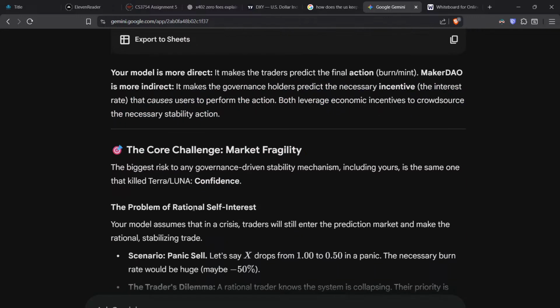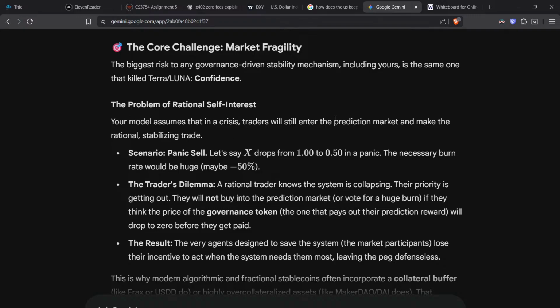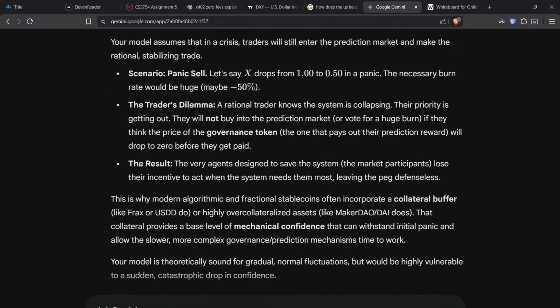Okay. The biggest risk would be a panic. The necessary burn rate would be huge. A rational trader knows the system is collapsing. Their priority is getting out. They will not buy into the prediction market if they think the price of the governance token, the one that pays them, will drop to zero before they get paid. I see. That is a great point.